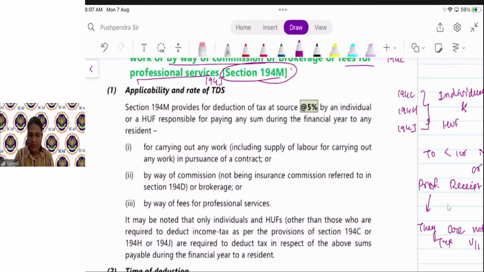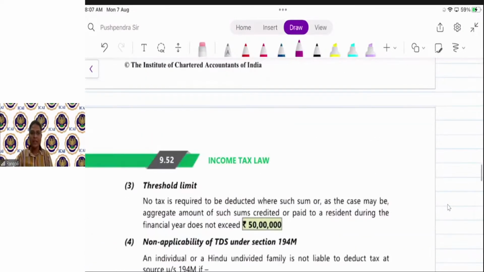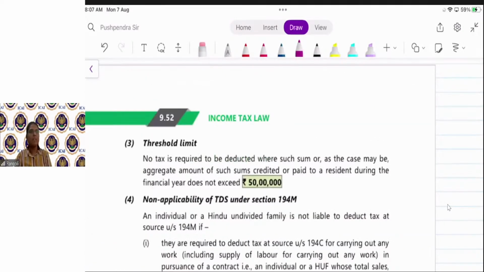The time of deduction is payment or credit, whichever is earlier. Threshold is 50 lakh. Say for example, I am making payment of contract 10 lakh, commission 10 lakh and 10 lakh fees for professional services. So the aggregate of these three is 30 lakh rupees. So it is less than 50 lakh. Then 194M is not applicable, and I don't need to deduct any TDS under section 194M also.